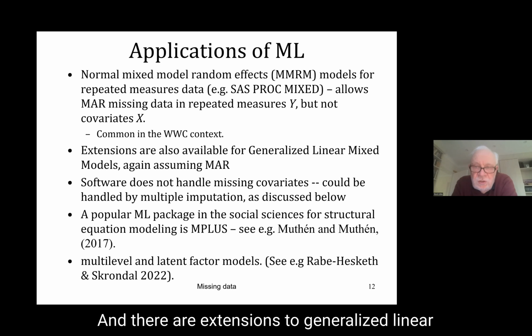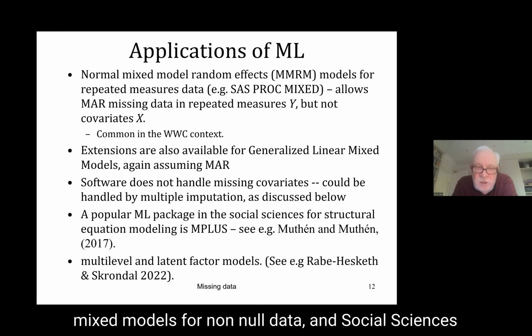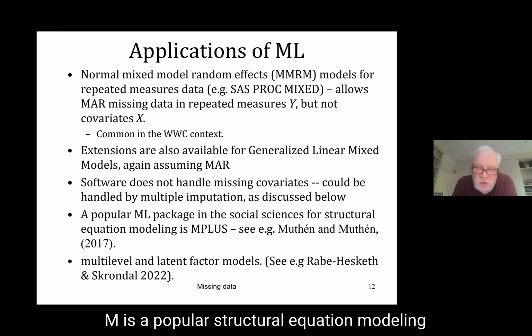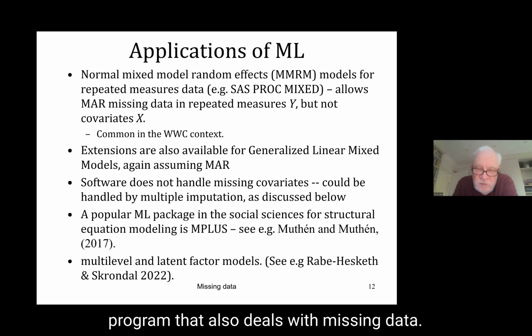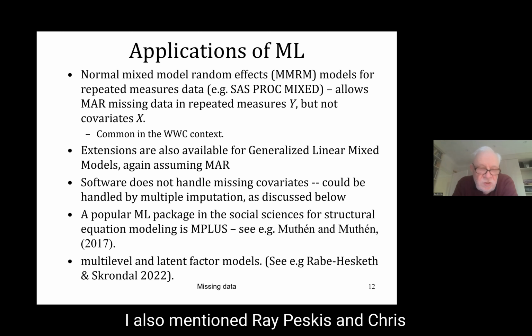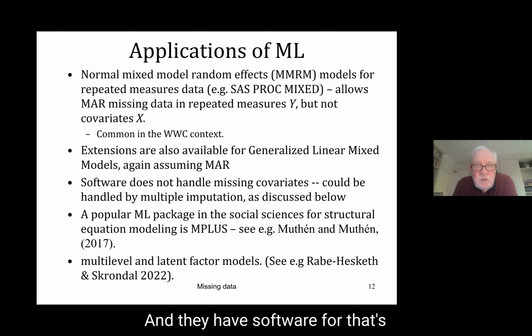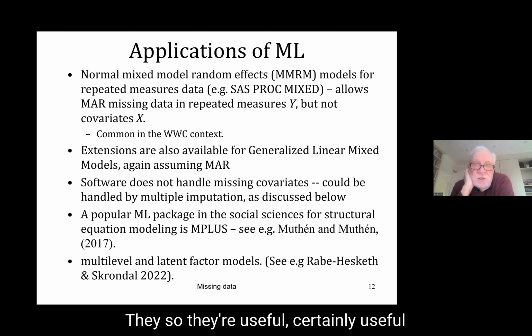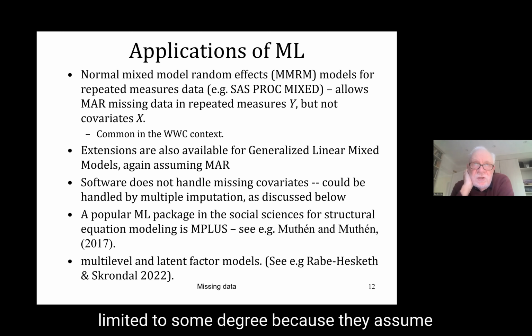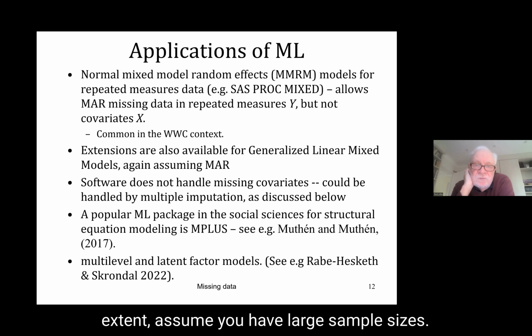And there are extensions to generalized linear mixed models for non-normal data. And in social sciences, Mplus is a popular structural equation modeling program that also deals with missing data. I also mention Rabe-Hesketh and Skrondal have a book that talks about extensions to multilevel latent factor models, and they have software that's mentioned as part of their book. So these methods are used quite a bit in the social sciences. They're certainly useful. Limited to some degree because they assume missing at random, and also they, to some extent, assume you have large sample sizes.